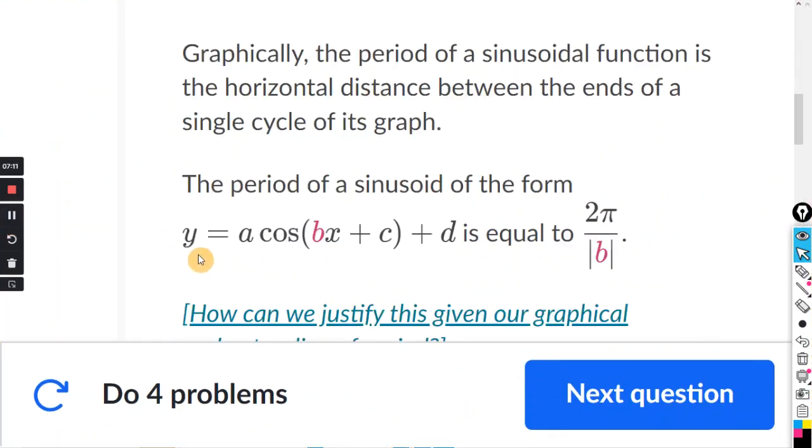Just briefly, the equation is in this form. We had a cosine this time instead of sine, but the formula is still the same.